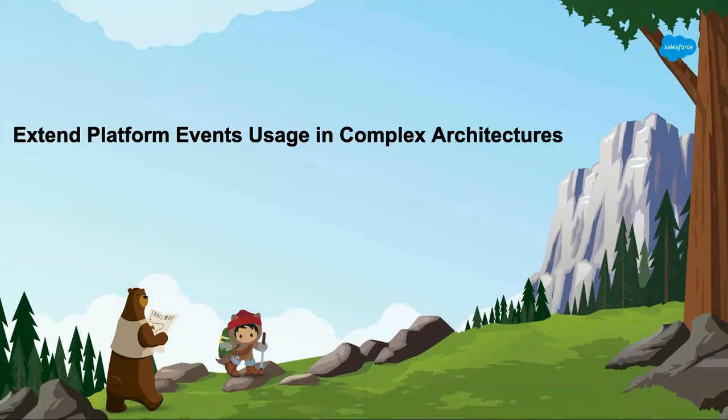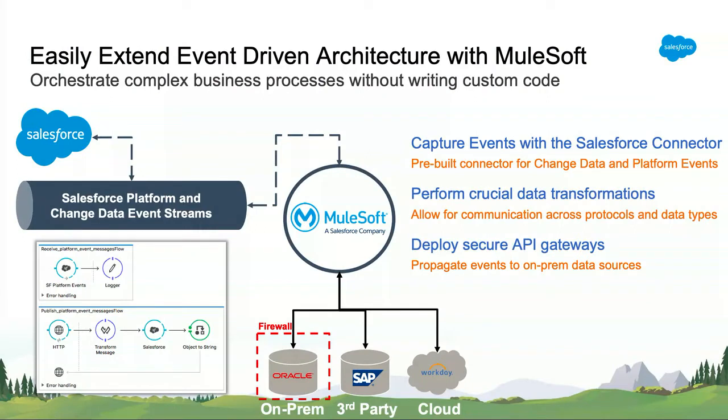Now, I want to wrap up my part by talking about how you can extend the native platform event capability for your complex architectures. So the first probable architecture is using a middleware tool like MuleSoft, wherein you can use out-of-the-box connectors for platform events and change data capture, and then do some data transformations, or any kind of data manipulation like data massaging or whatnot. And then maybe you can marshal the call to multiple systems, both on-prem and cloud, in a secure manner.